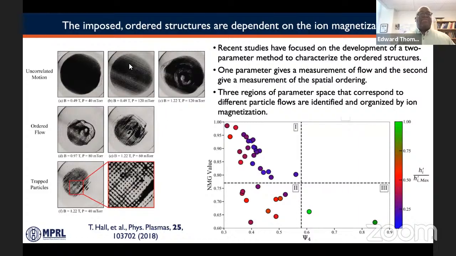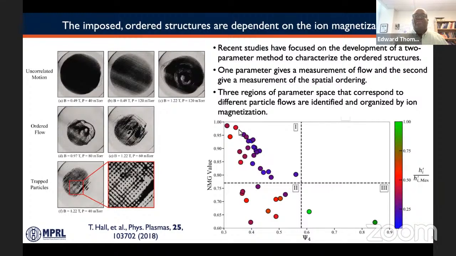What he identified was that there were three main categories of particles. One set that we called uncorrelated, where essentially the particles did not know that the wire mesh was there. This would occur at either low magnetic field or at high magnetic field, but also at high pressure. So it gets to be a complicated mix of exactly what's actually happening. There is what's called ordered flow, where the particles seem to be circulating, but they're moving around on the mesh. And then there is another region we call trapped, where the particles became fixed in space.